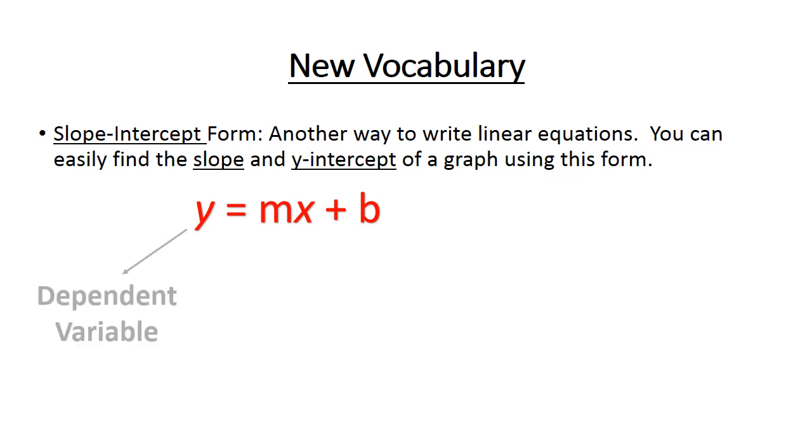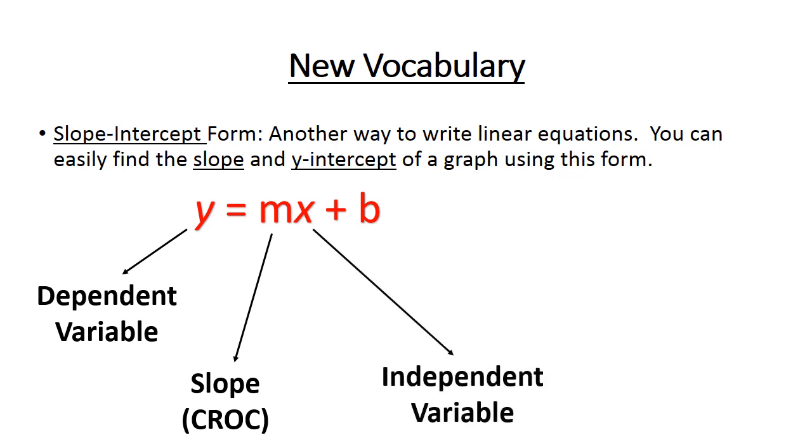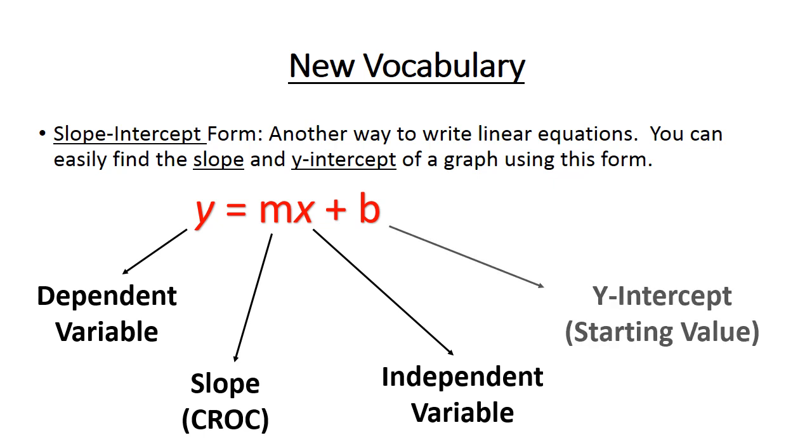The y is still the dependent variable that has not changed. The m now is the slope, which we've also called the constant rate of change or the coefficient. The x is the independent variable, which has not changed. And the b is the y-intercept or the starting value.